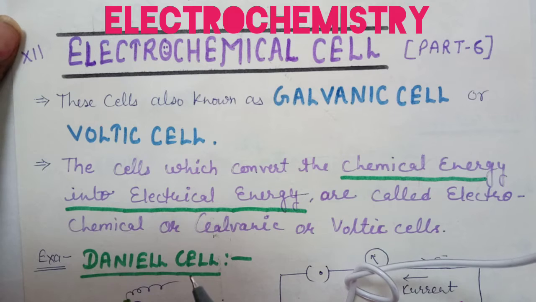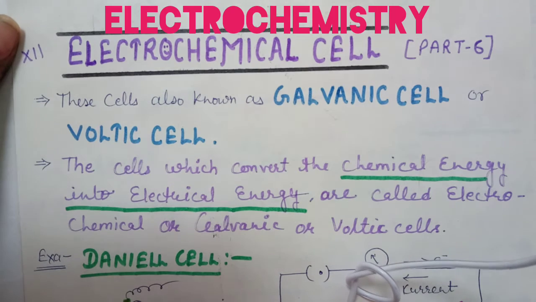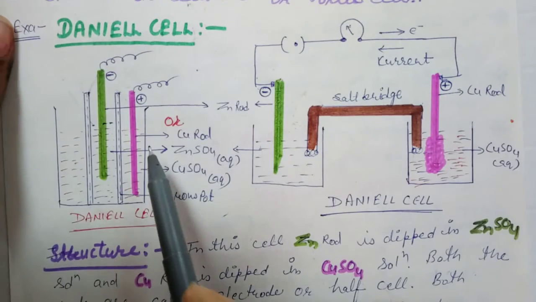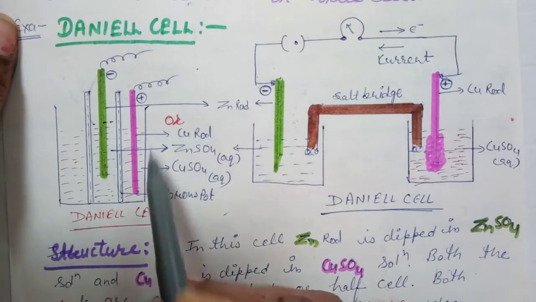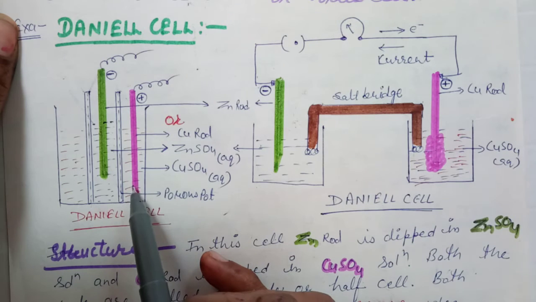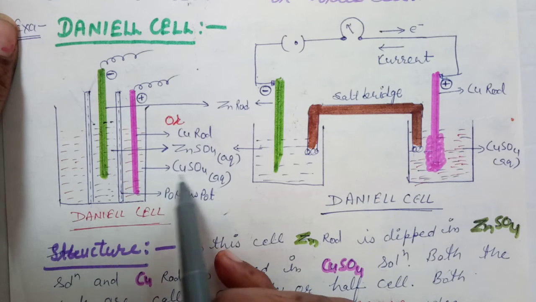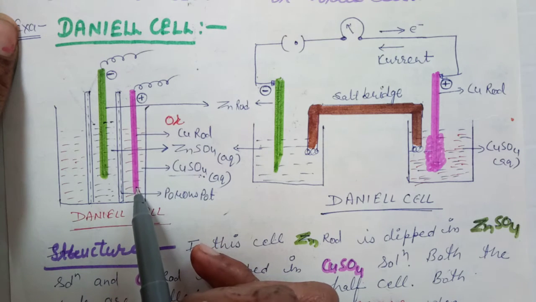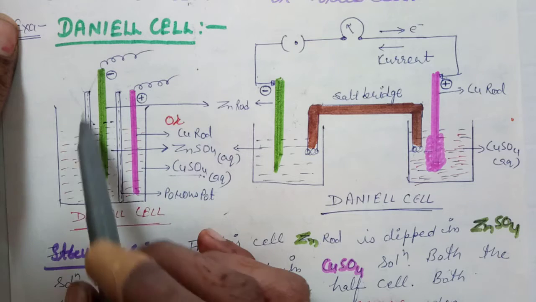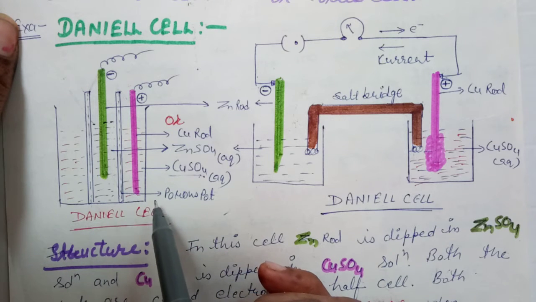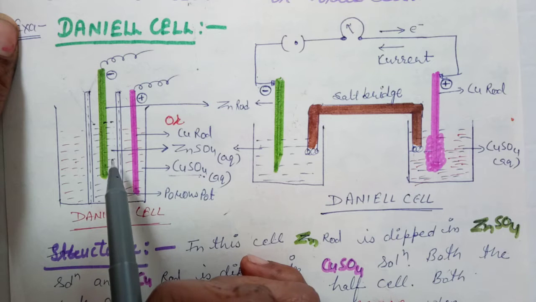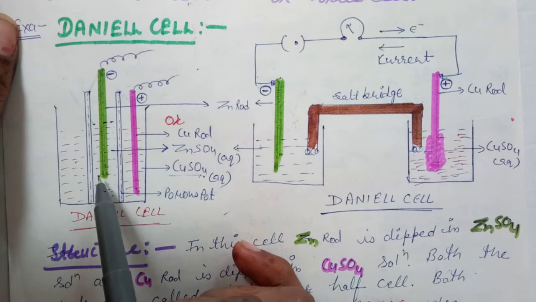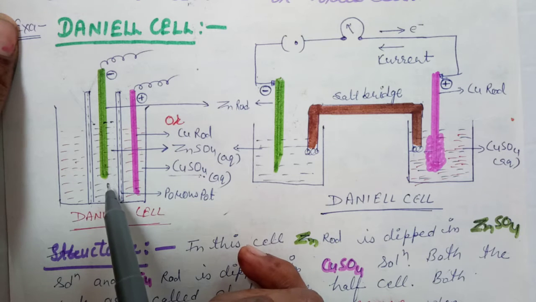Okay, we will take the example of the Daniell cell. The Daniell cell was the first cell designed by Daniell. This is the proper Daniell cell. In it, one container is filled with CuSO4 solution, and a Cu rod is dipped in the CuSO4 solution. One porous pot is present inside the container. In this porous pot, zinc sulfate solution is filled and a zinc rod is dipped in the zinc sulfate solution.